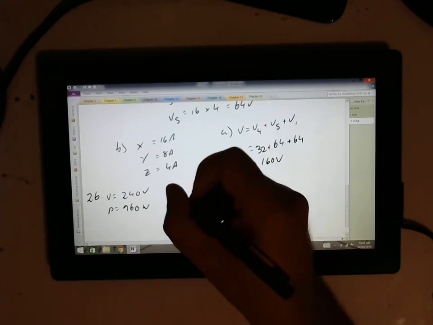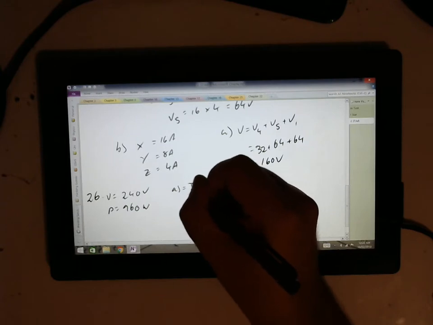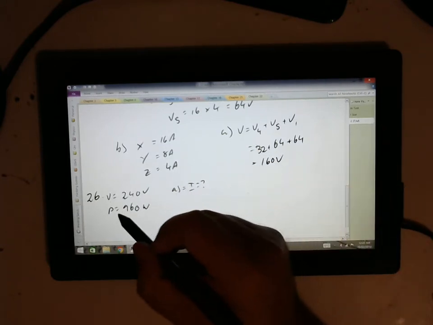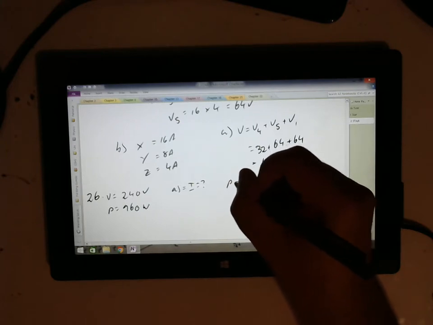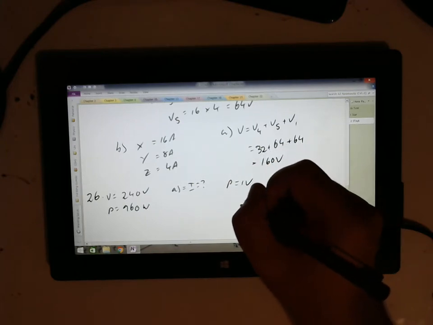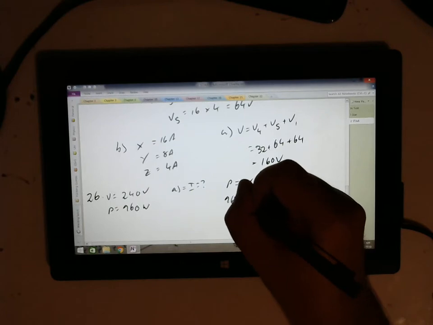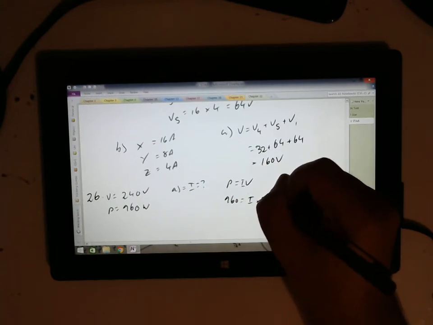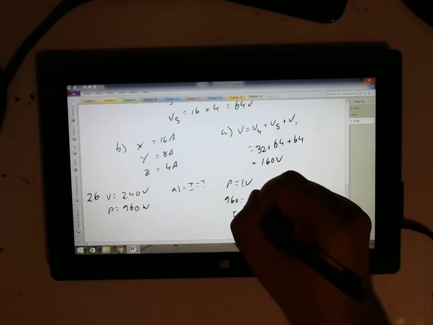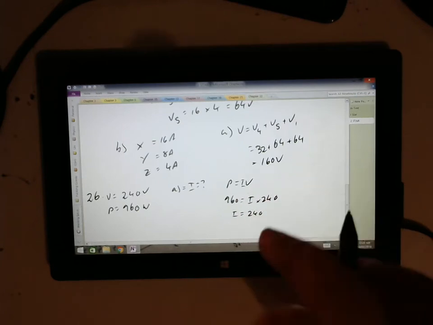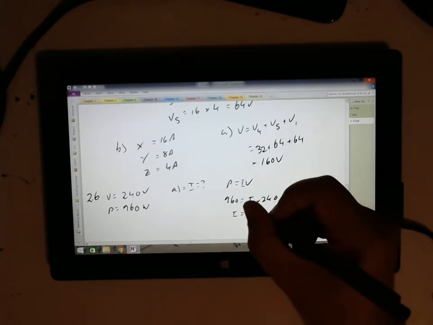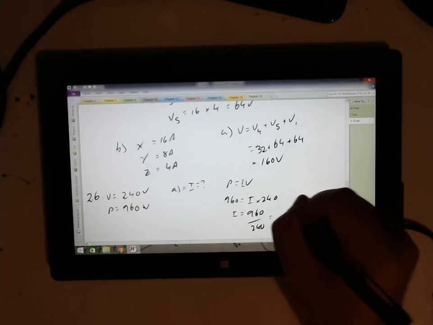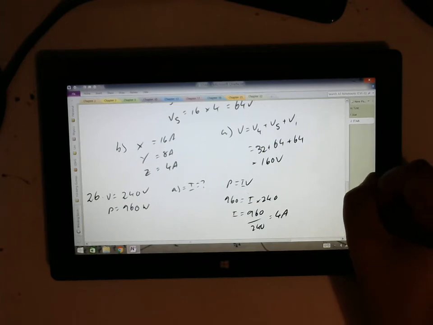Part A, what's the current? Well, we have a relationship between voltage, current, and power, and that is P equals IV. So if we substitute that in, we get 960 equals I times 240, or I equals 960 over 240. 960 over 240 equals 4 amps of current.